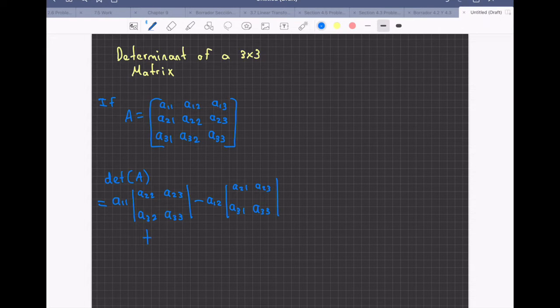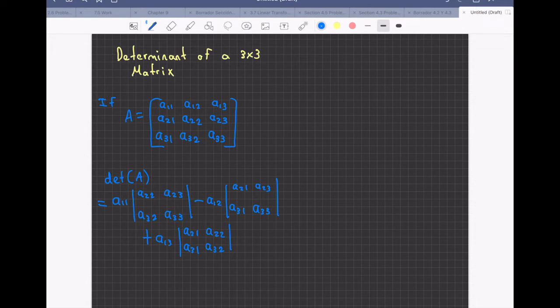Then plus the next element in row 1, A13. Again, this entry is in row 1, column 3, so now eliminate row 1 and column 3. What is left? A21, A22, A31, and A32.